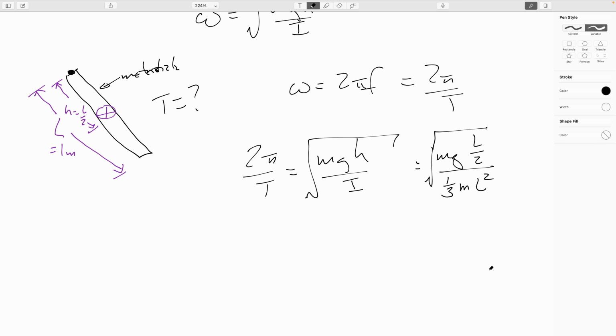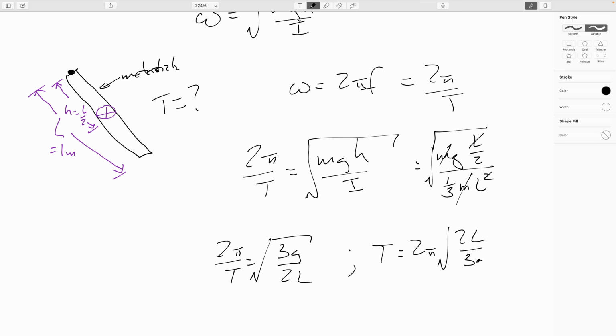All right. So interestingly, the length of the meter stick matters, but the mass doesn't. But we still lose 1 power there. So 2 pi over T equals the square root of 3g over 2L. So rearranging, we can get that the period is 2 pi times the square root of 2L over 3g.